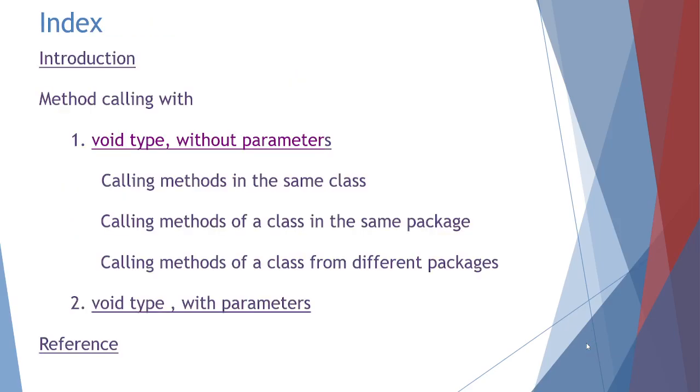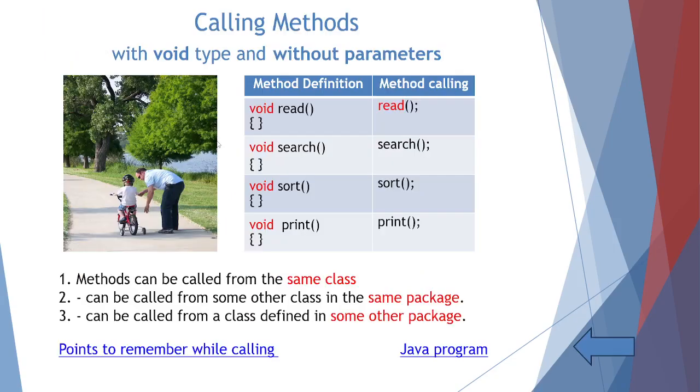Now we'll see void type only in this particular video, without parameters and with parameters. Now, void type without sending any information, without parameters. It's like a child learning to ride a bicycle for the first time, and when he is scared, he'll just call dad. That's it, work is done.